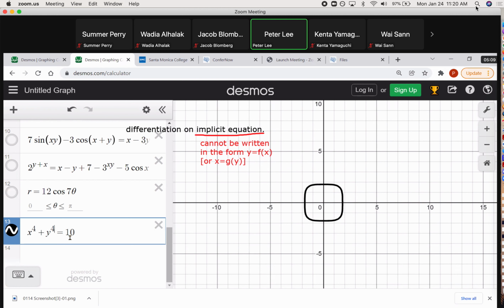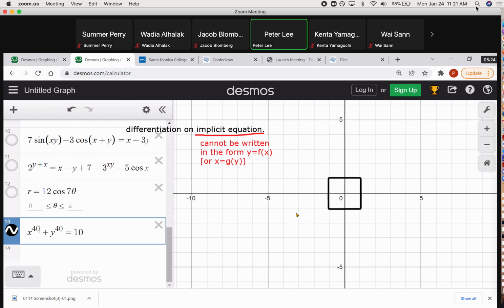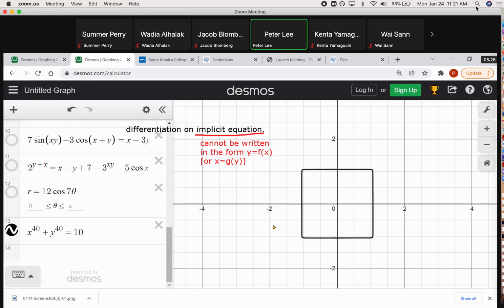So if you make this into 40, then you can see 0, and oops, almost a square. Oh, that's good. There's 0 here. Look at that. Now it's almost a square. When you look at this, it kind of looks like a square, but is this really a square? Well, if you magnify this, you will see it's not really a square.